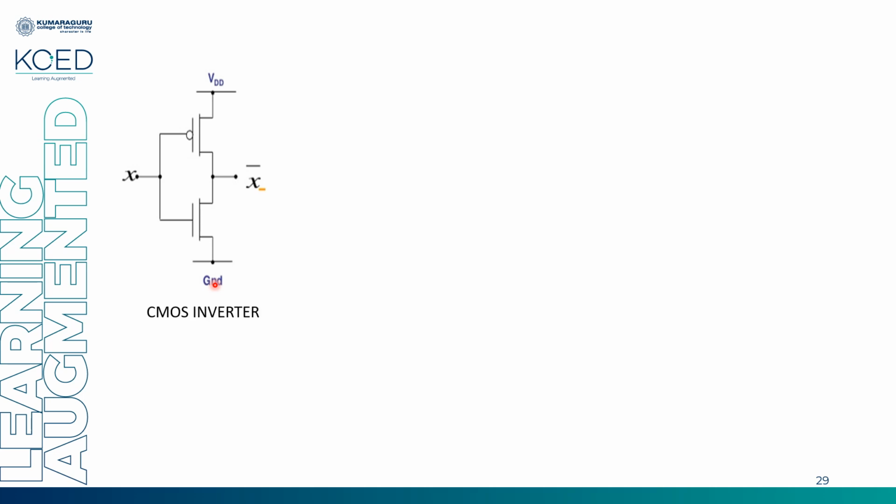This is my CMOS inverter. As per the rules, the steps we'll follow: first draw the supply rail, ground rail, and transistor. First I'm starting with the NMOS transistor.